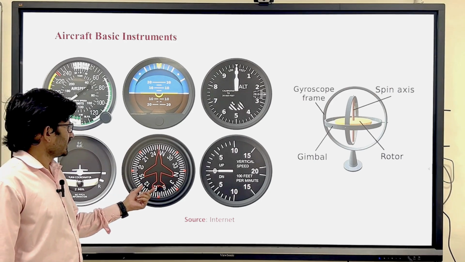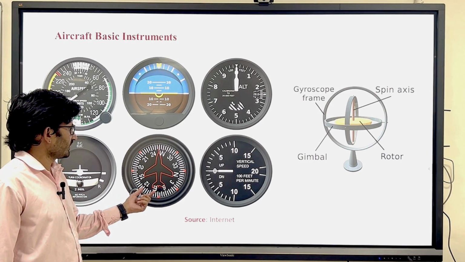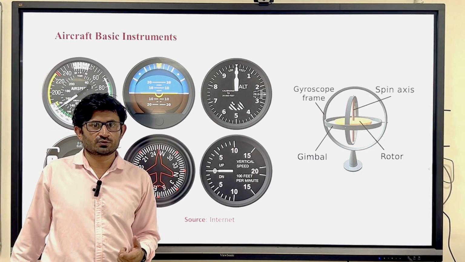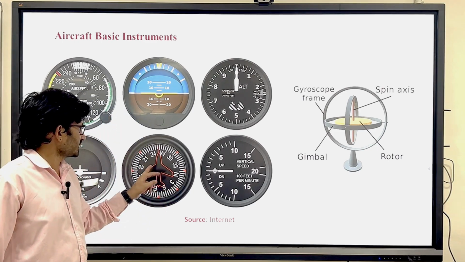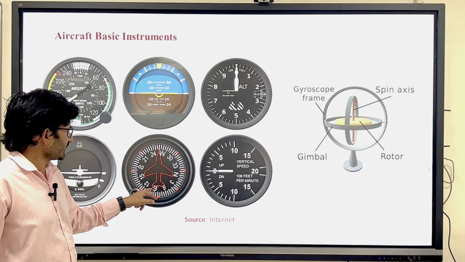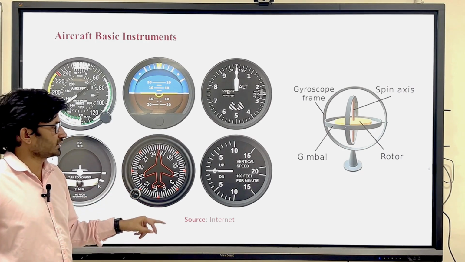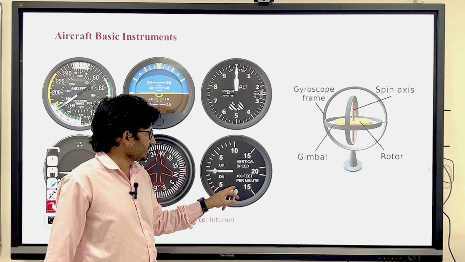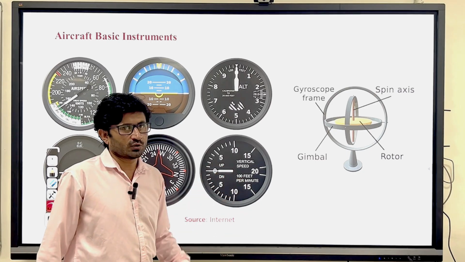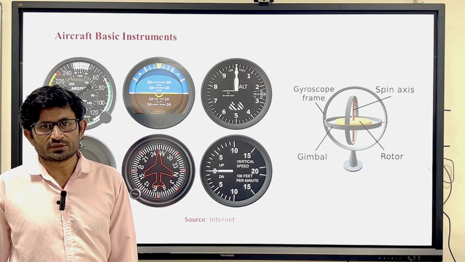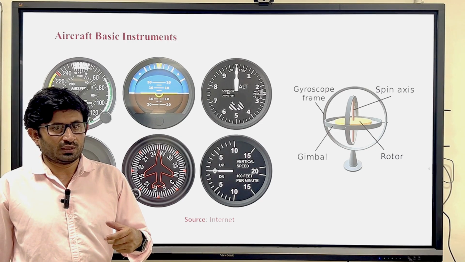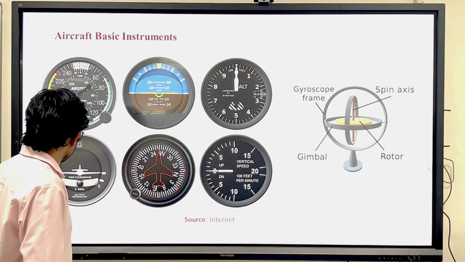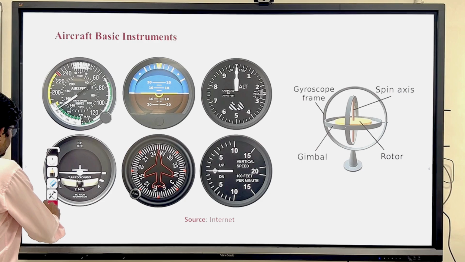This is the heading indicator. From the magnetic compass, you can measure at what heading you are flying. For example, north is considered to be 0, and from this you can get an idea whether you are flying east, south or west. This is a 360-degree scale. And this one is the vertical speed indicator. It works based on how fast the static pressure is changing, so that will tell you at what rate the altitude is changing. So these are the 6 basic instruments required to monitor the flight performance.